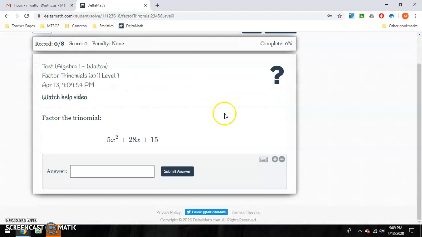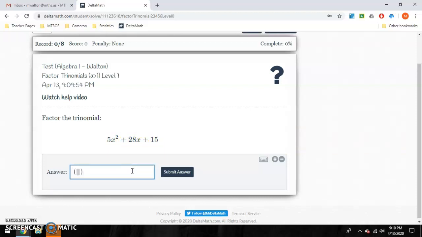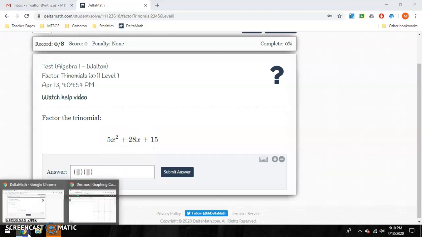All right, so here is what I have. I have 5x squared plus 28x plus 15, and I'm going to factor this into my two binomials. First things first, I'm going to look to see if there's anything I could divide. Well, I have a 5x squared, 28, and a 15. These two are divisible by 5, but this one isn't. So that's not going to work out. Let's try to break this up.